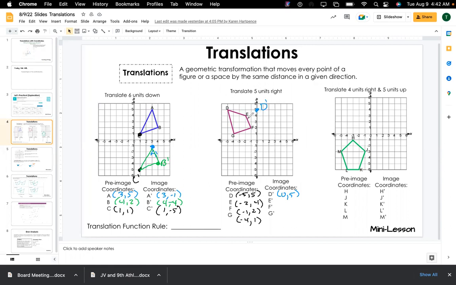Okay, on E, we've got -2, 4. So we're going to add 5 to this X value. So that's going to give me 3, 4. Again, you can just go over 1, 2, 4, 5, and that's going to be a new point.